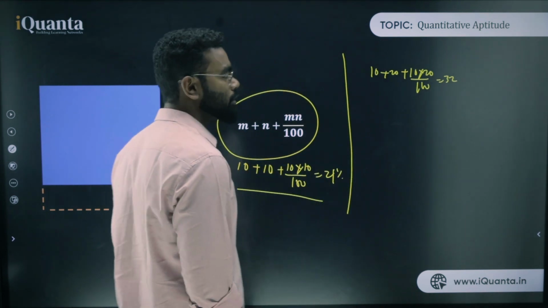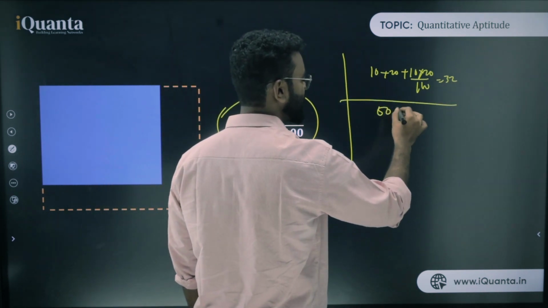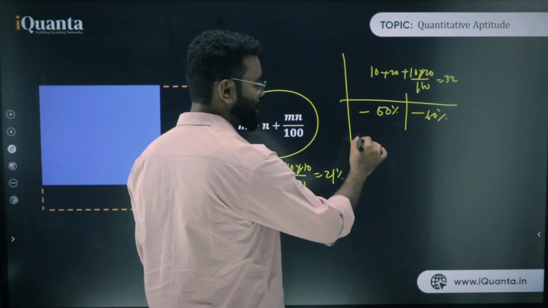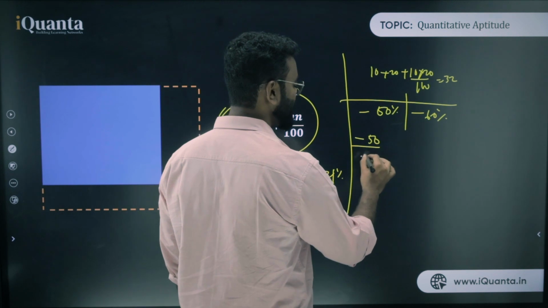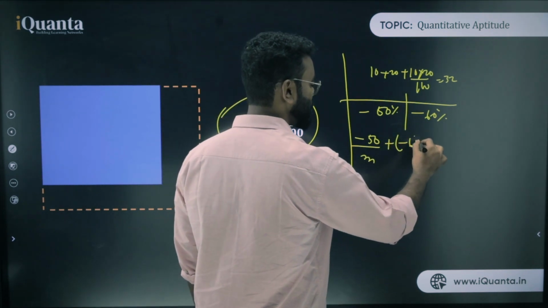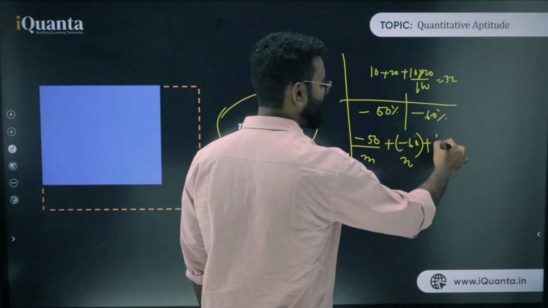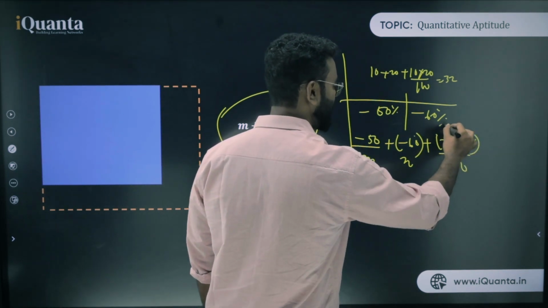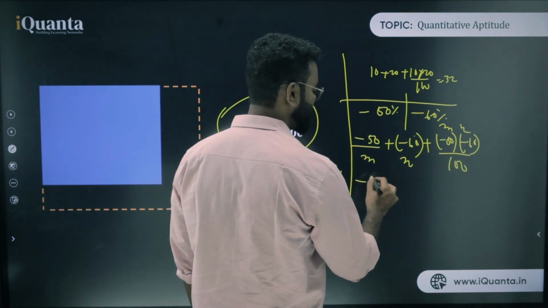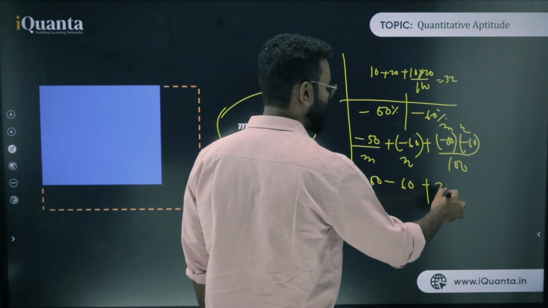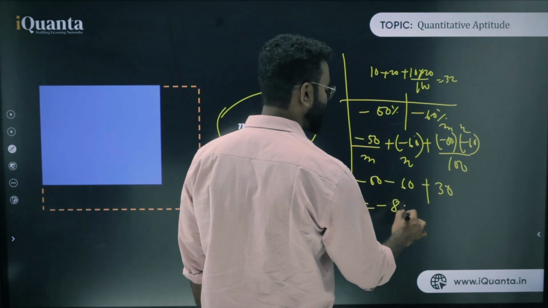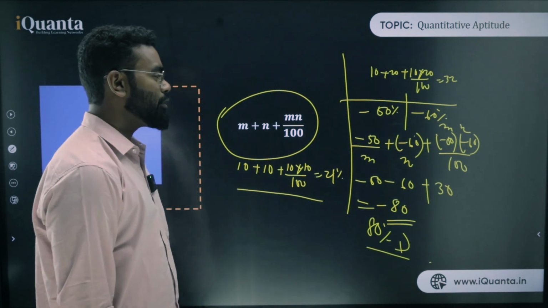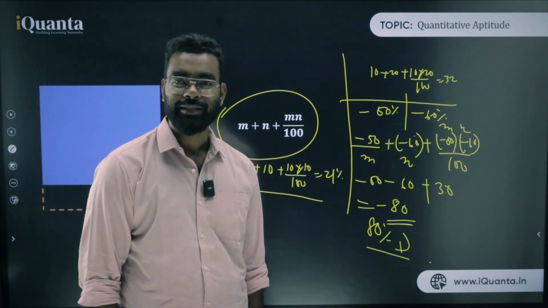Now think about discount. We have two discounts, a 50% discount and then a 60% discount. Discount is minus, so in this case m is minus 50 and n is minus 60, plus minus 50 into minus 60 upon 100, right? So this is mn. So it becomes minus 50 minus 60 plus 30. So what is the answer? That is minus 80. And what is the meaning of minus 80? That is an 80% discount. So this is the concept of successive, where we can use this concept in all of this kind of question. Do you understand?